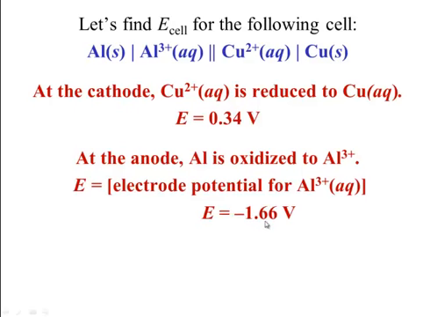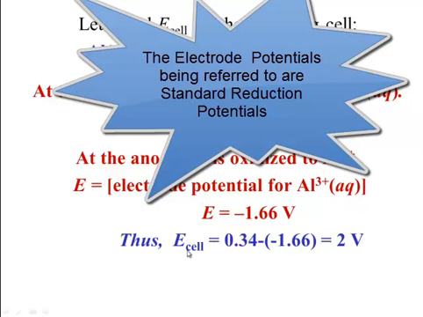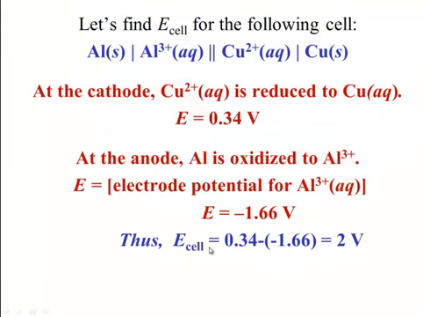is minus 1.66 volts. Now to calculate the standard EMF of the cell, what we need to do is take the difference between electrode potential of the right half electrode, which is the cathode, and the left half electrode, which is the anode. So the answer is 0.34 minus minus 1.66, which is equal to 2 volts.